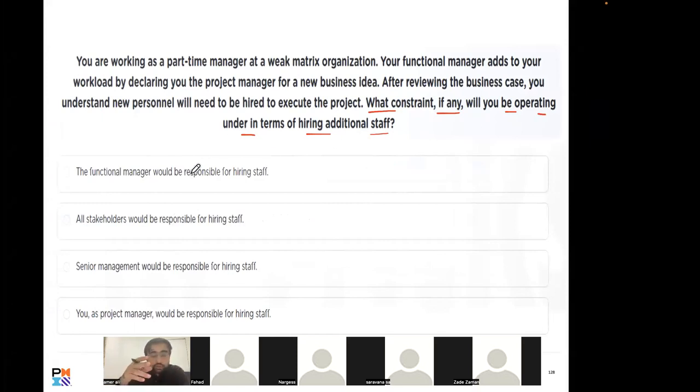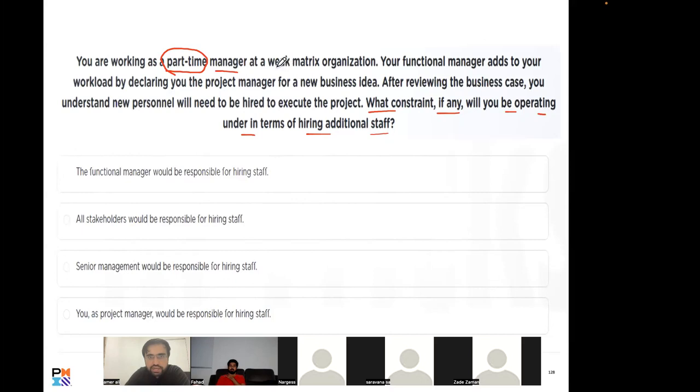Guys, whatever answer you think is right or wrong, put it in the chat box. You can put A, B, C, D with the reason that I think this is the right answer because of this. The options: the functional manager would be responsible for hiring the staff. All stakeholders would be responsible. Senior management would be responsible. Project manager.